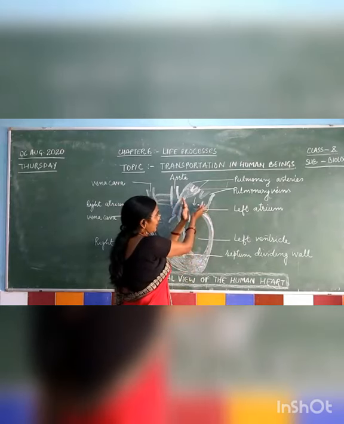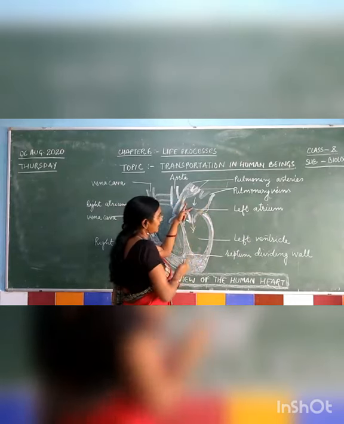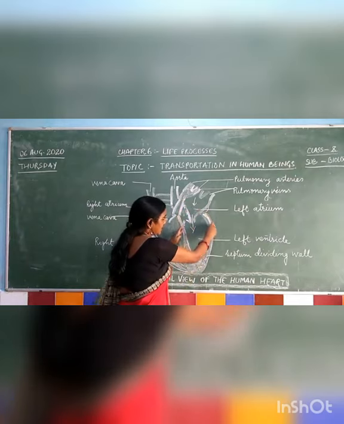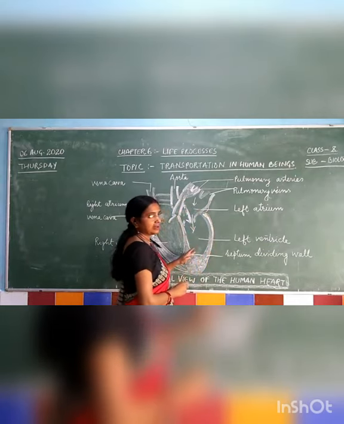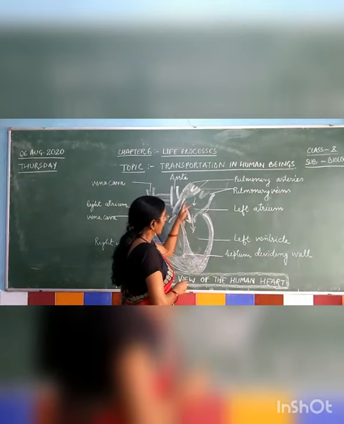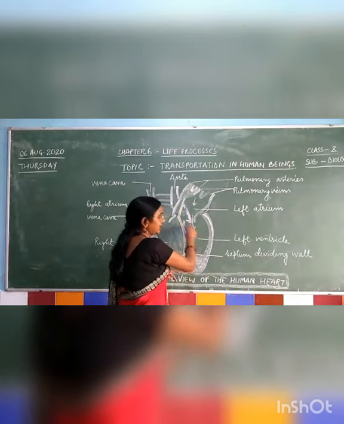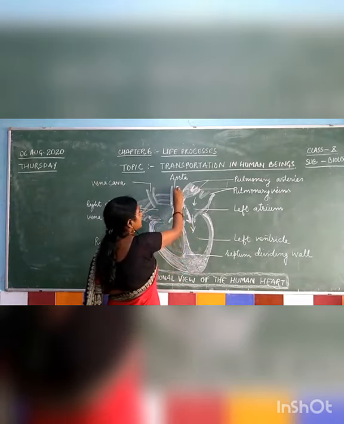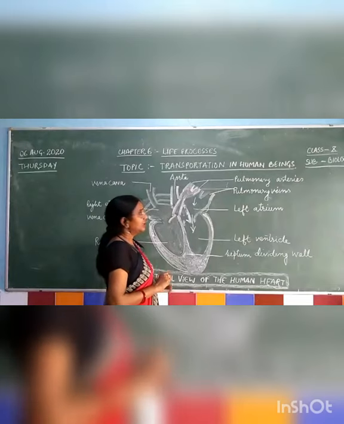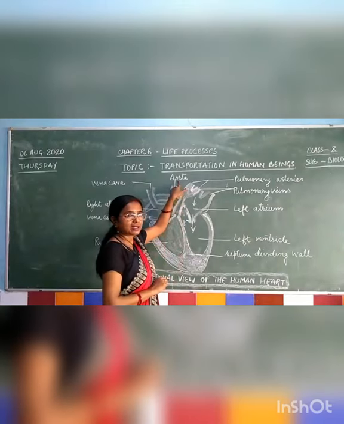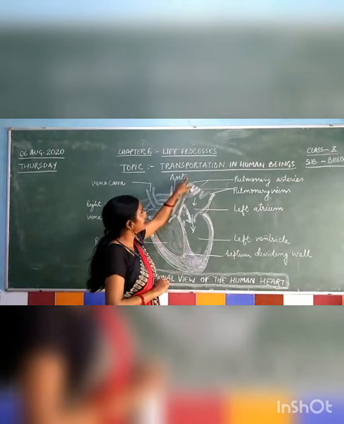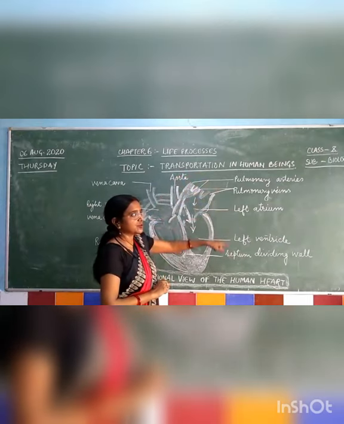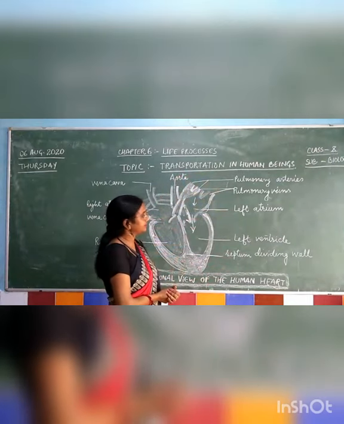Soon after, it contracts. As it contracts, this chamber gets dilated, expanded, and the blood comes to the left ventricle. From here, it is given to the bigger artery, that is the aorta, which is assisted by the different arteries, and soon the blood is transported to the different body parts.